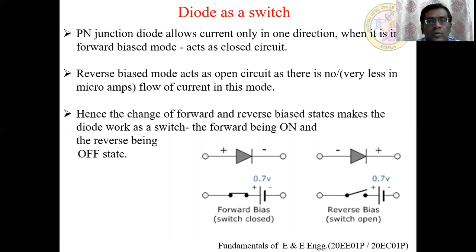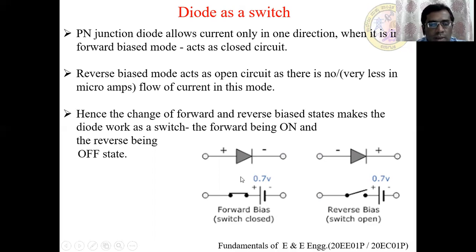As I said, the diode conducts only in one direction, that is in forward bias mode, and in reverse bias mode it acts as an open circuit because the diode will not conduct and no current flows. Hence the change of forward and reverse bias states makes the diode work as a switch, for forward being on and for reverse being off.